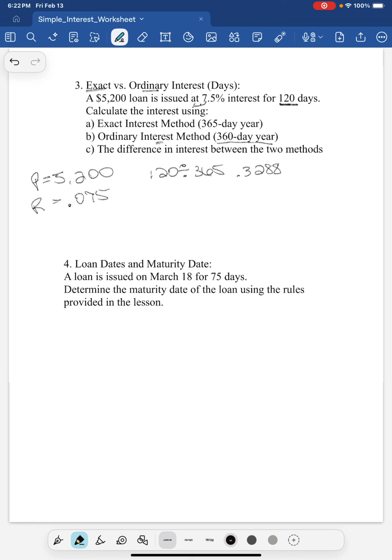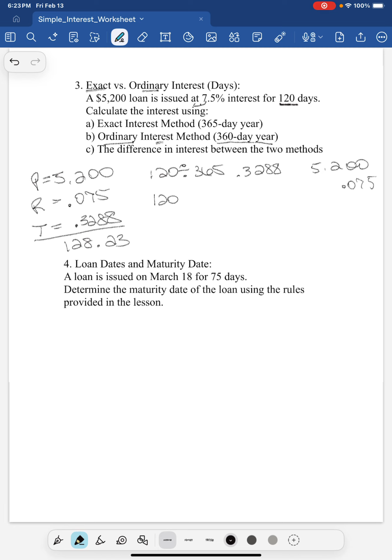And so we will multiply these out. So this makes this your time. And if we take $5,200 times 0.075 times 0.3288, the interest generated is $128.23.